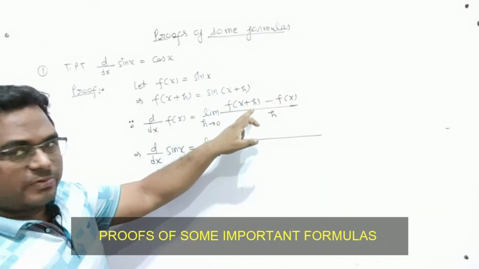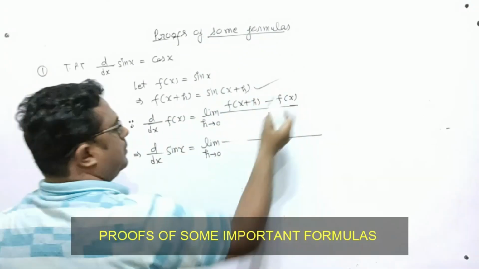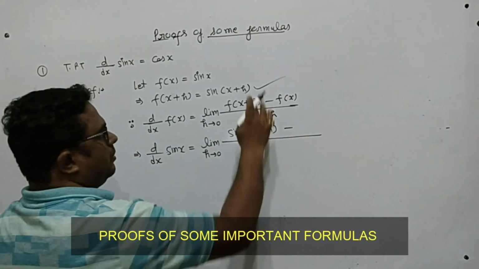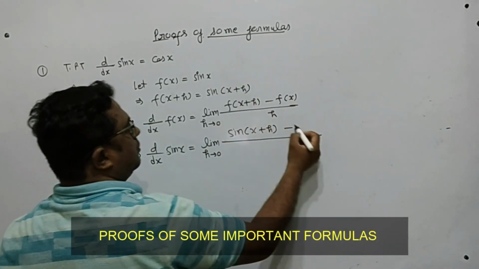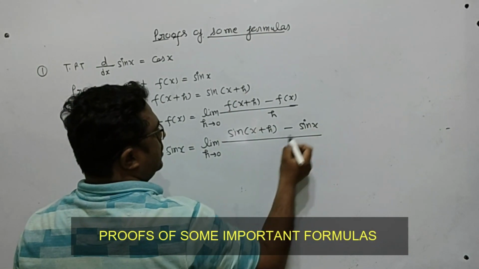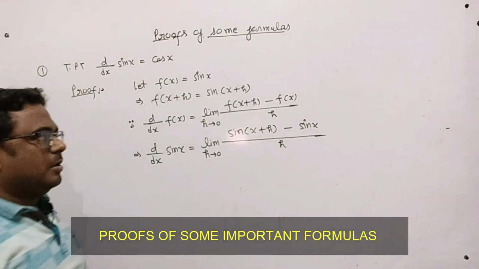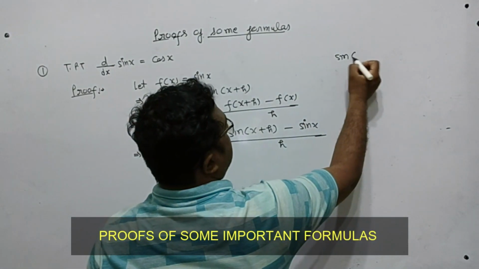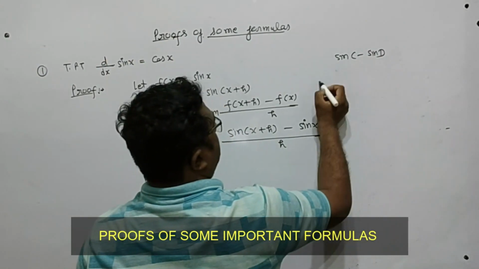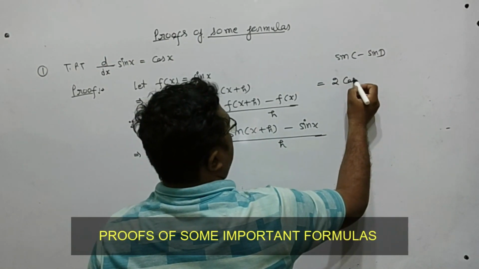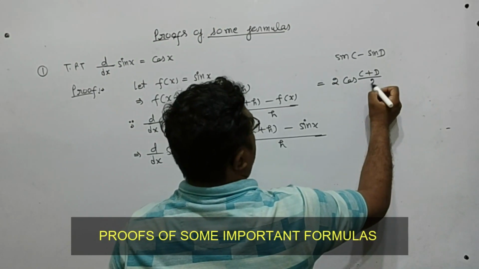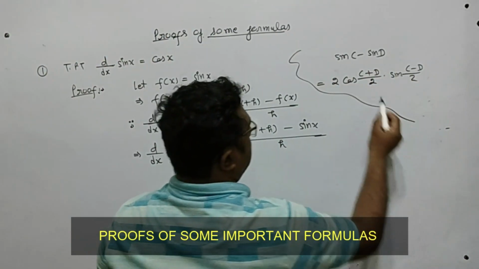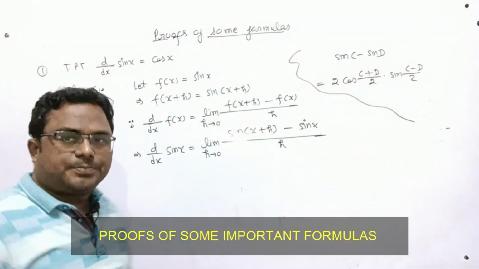What is the value of f(x + h)? Its value is sin(x + h). And what is the value of f(x)? The value of f(x) is sin x, and upon h. Now here I will use a trigonometric identity, sin C minus sin D. The identity of sin C minus sin D is 2 cos((C + D)/2) into sin((C - D)/2). So I am using this identity in this step.